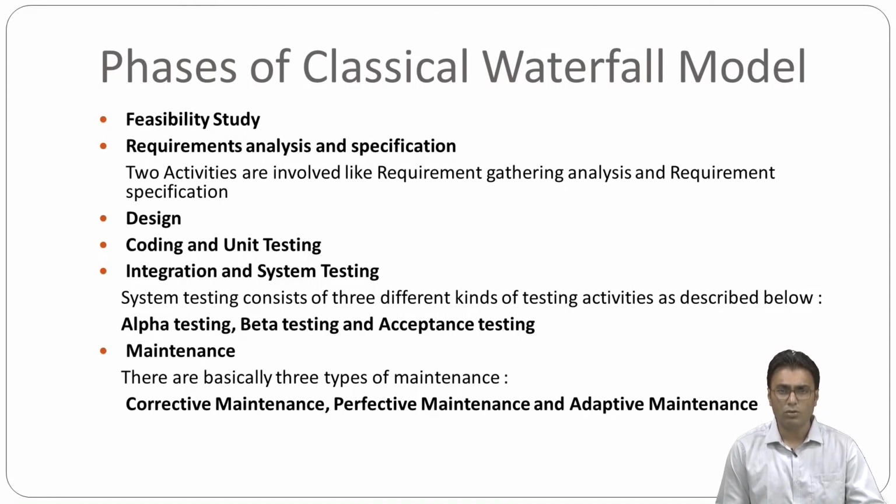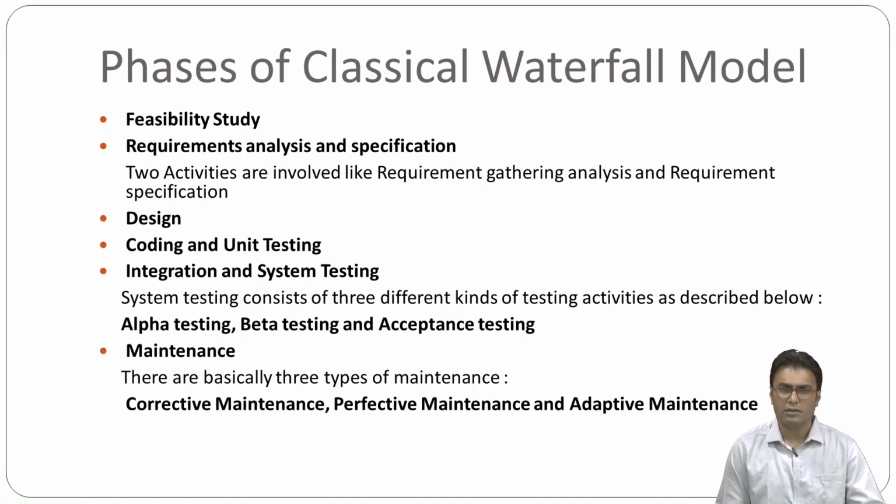Now, the goal of the analysis part is to remove incompleteness and inconsistencies. An incomplete requirement is one in which some parts of the actual requirements have been omitted, and an inconsistent requirement is one in which some part of the requirement contradicts other parts.